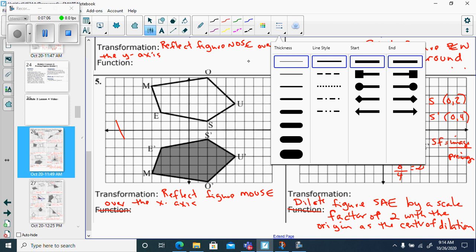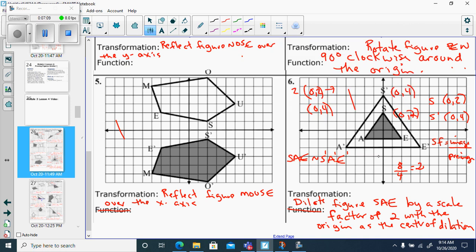What does a scale factor of 2 mean? It means the image is twice the size of the pre-image. Now, how would I find where the coordinates would go? Remember when we were dealing with coordinates and we were dilating them? Well, if I start here at S, which is at 0, 2, and I dilate by a scale factor of 2, that means I multiply each of these by 2.